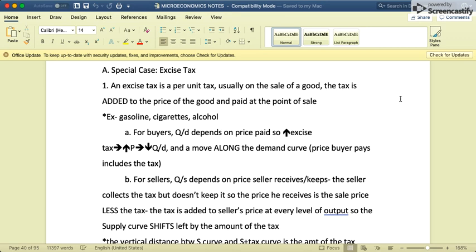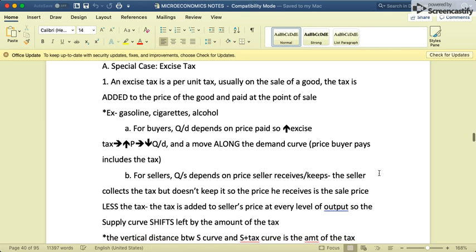the point of sale, meaning that the buyer does not know what the tax is. All the buyer knows is the final price. An example here is gas, cigarettes, and alcohol. So if you go to the gas station and you buy gas, you know what the gallon price is, but you don't know how much tax is included there. That's an excise tax.